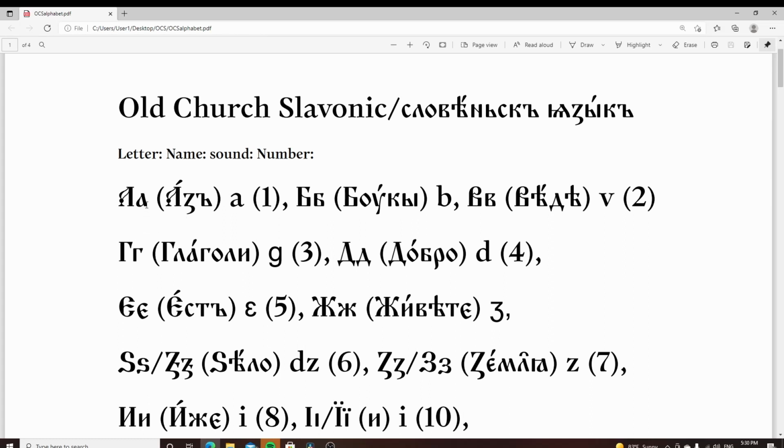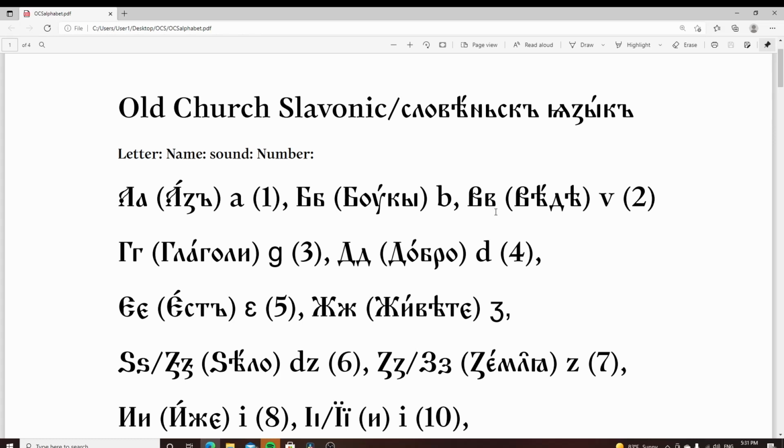Let's begin. The first letter is called Az. It's represented by the sound A, and it has the number 1. The second letter is called Buki. This is represented by the sound B, and Buki does not have a number.